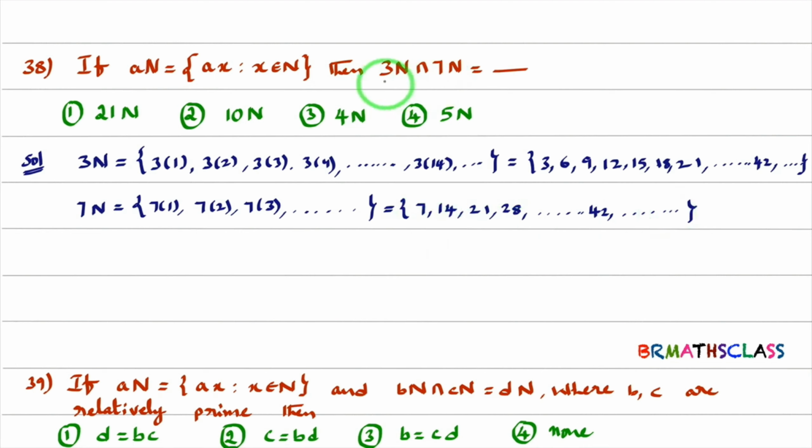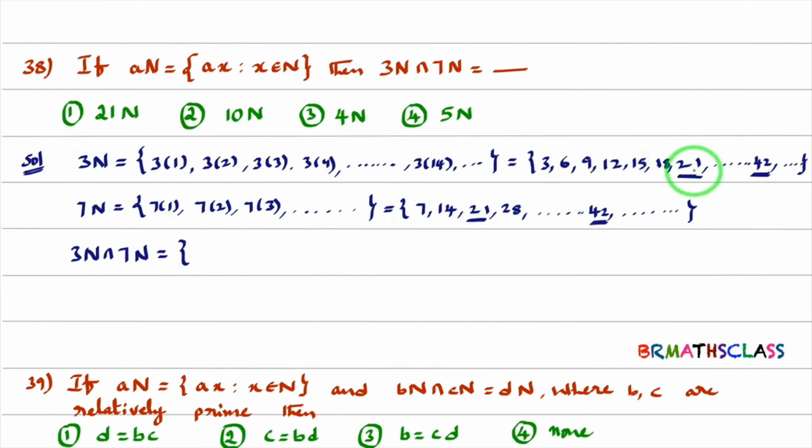Okay, now what are they asking in the question? They are asking 3n intersection 7n. We know that intersection means the elements which are common in both 3n as well as 7n. You observe here, the first common element is what? 21. 21 is the common element. 21 is a multiple of 3, 21 is a multiple of 7 also. Similarly 42. 42 is a multiple of 3, 42 is a multiple of 7 also.